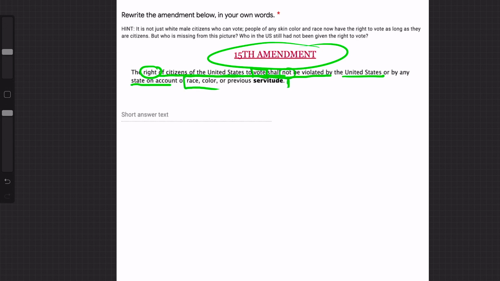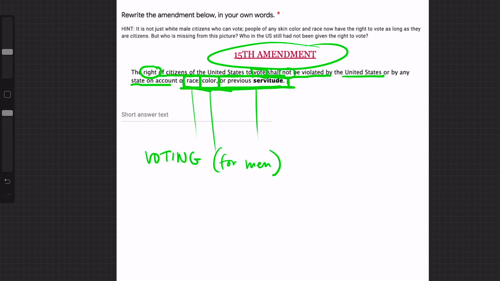So a state cannot say you can't vote based on these three things. So a state can't stop you from voting if you're of a different race. The state can't stop you from voting if you're of a different color skin. And the state cannot stop you from voting if you were a slave before, previous servitude. So, voting, I'm going to put for men, becomes extremely protected.